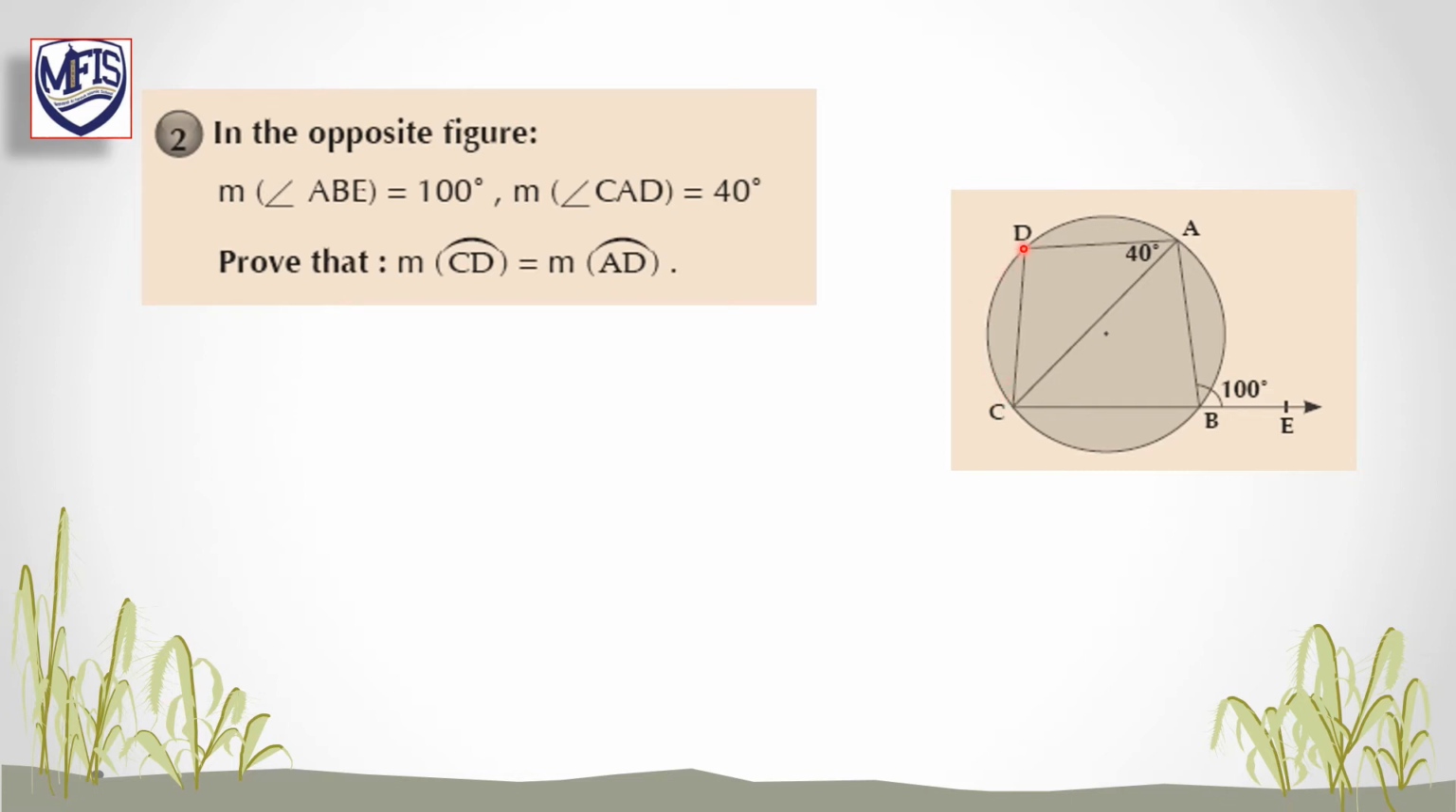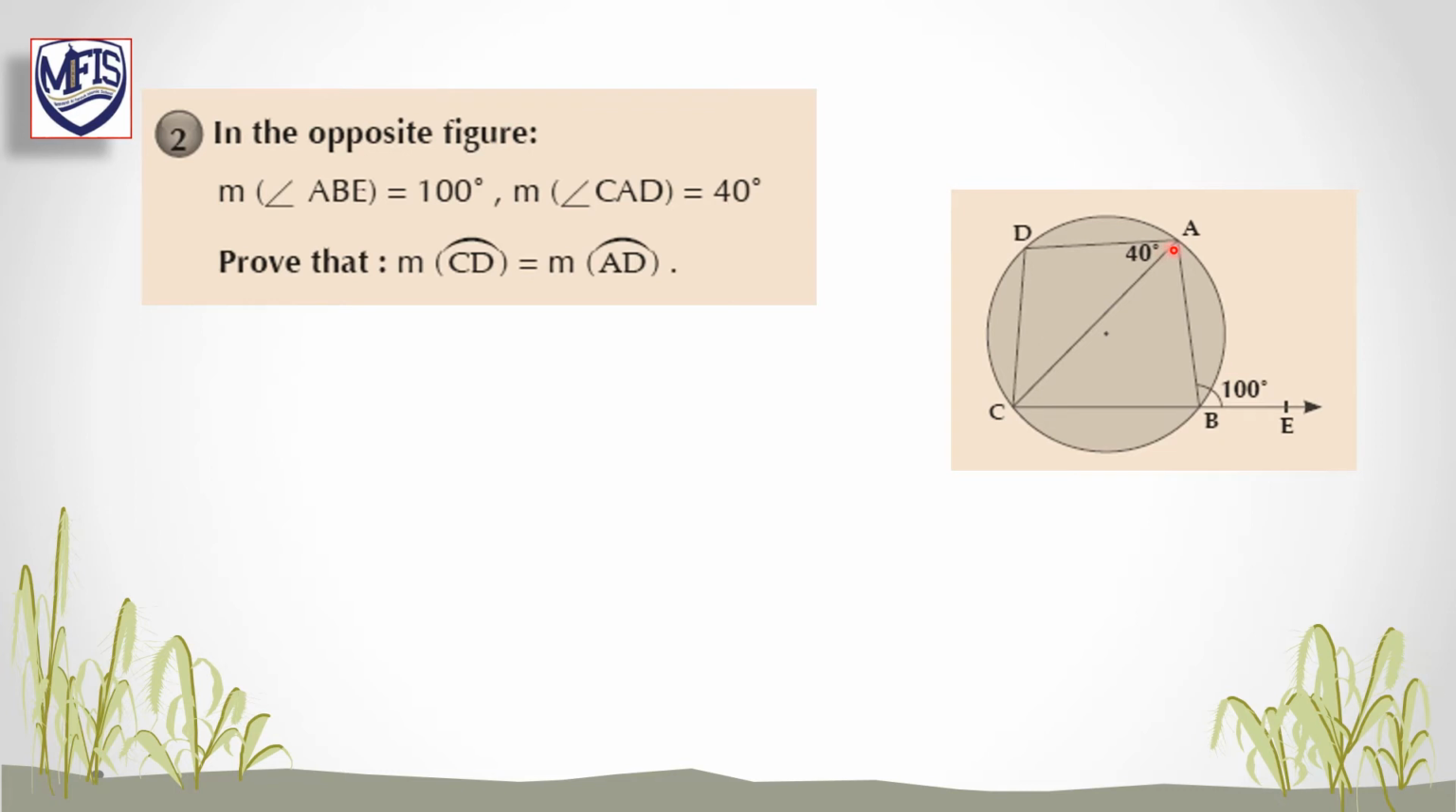Now, how to prove that measure arc CD equals measure arc AD? When the measures of two arcs are equal, the inscribed angles of the two arcs are equal in measure. Here I have arc CD subtending the inscribed angle A, so measure arc CD equals 40 degrees. What about inscribed angle C, which is subtended by arc AD? If measure angle C equals 40 also, let's see.